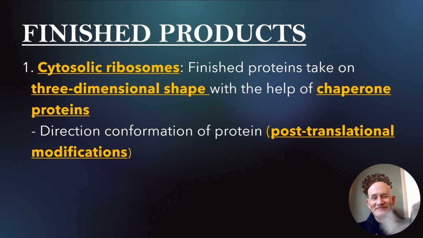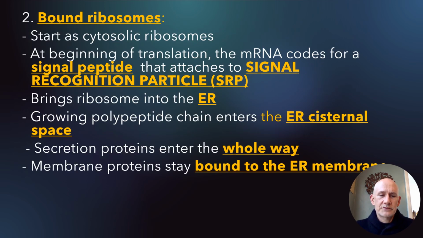And so the chaperone proteins are in the cytoplasm. After the proteins are made, they will get their final shape to do their job. There are lots of post-translational modifications to give them their correct shape, but cytosolic ribosomes are going to make those proteins that the cytoplasm needs, like for glycolysis and running the start of cell respiration.